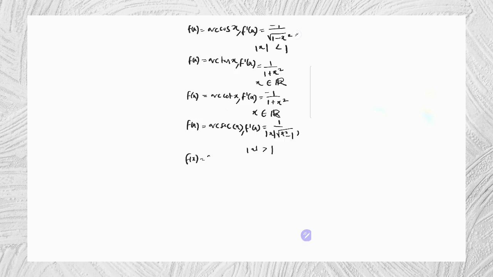And when you have f of x is equal to arc cosec x, the differentiation of f of x is equal to minus 1 divided by the absolute value of x multiplied by the square root of x squared minus 1, where the absolute value of x is greater than 1.